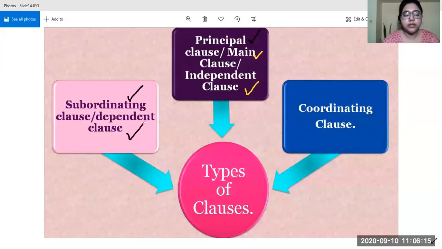Well, there is a third type of clause, that is coordinating clause, which is not there in your syllabus right now, but just for the sake of knowledge you should know that there is a third kind of clause also, known as coordinating clause, which is joined using a coordinating conjunction. So we will right now focus only on the principal clause and subordinating clause and not on the coordinating clause.